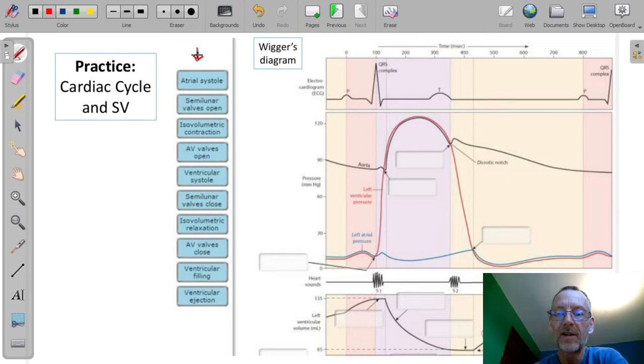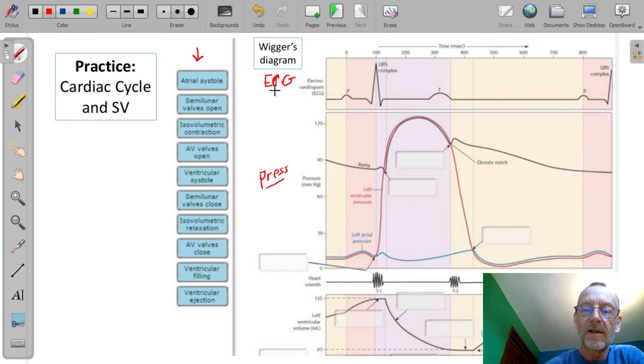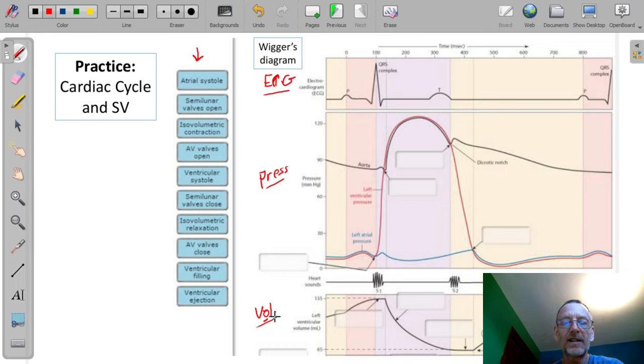So, a couple of things to note. At the very top of the panel is an ECG tracing. And the middle panel is pressure. And the bottom panel is volume. So 3 different things going on during the cardiac cycle.